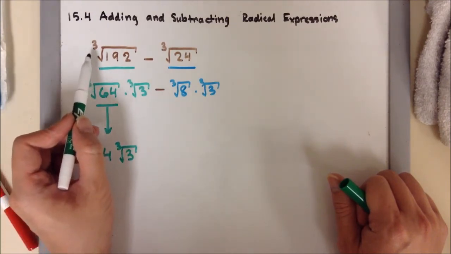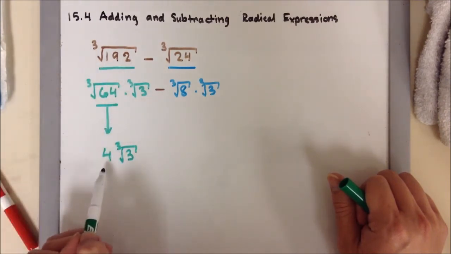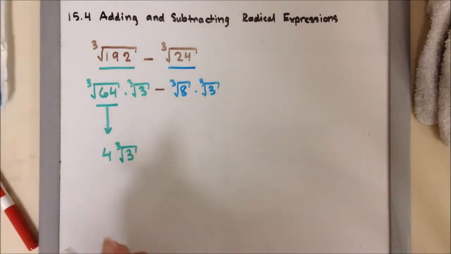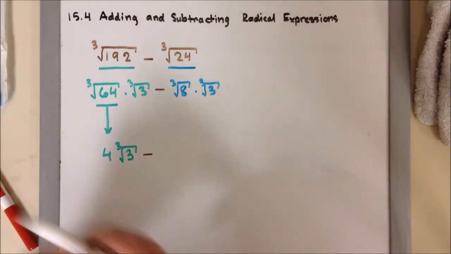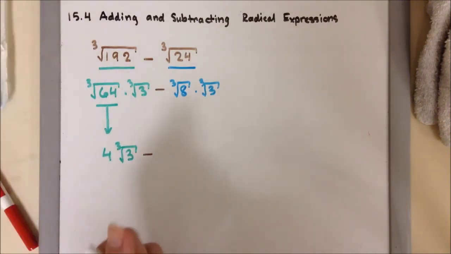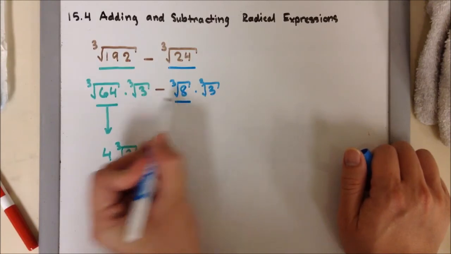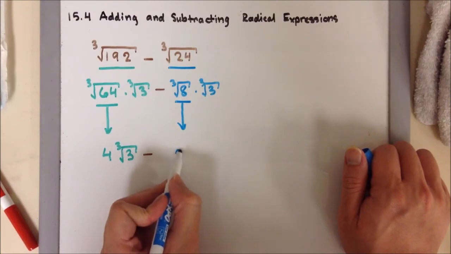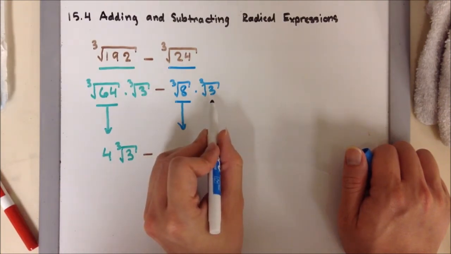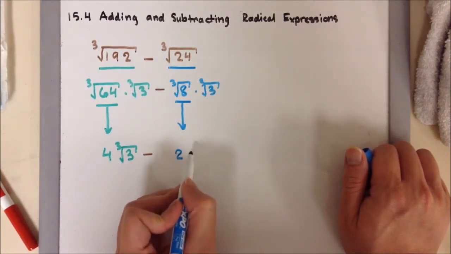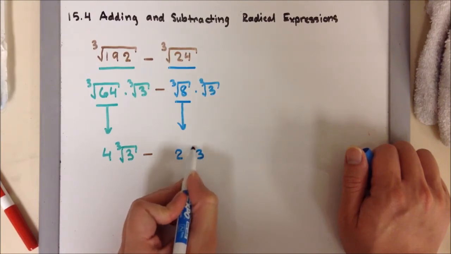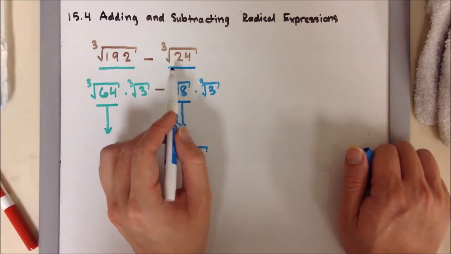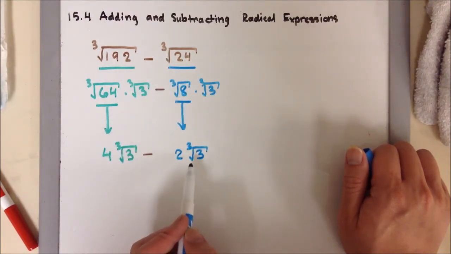So I simplify the cube root of 192 into 4 cube root of 3. Bring down my minus. And then for the second radical expression, I can do the cube root of 8, which is equal to 2. I cannot do the cube root of 3 nor simplify it. I'm going to bring it down and put it next to my 2. So when I simplify the third root of 24, it became 2 third root of 3.